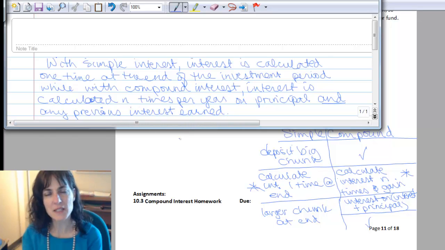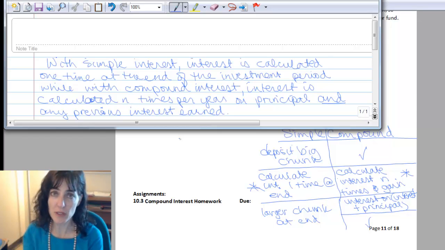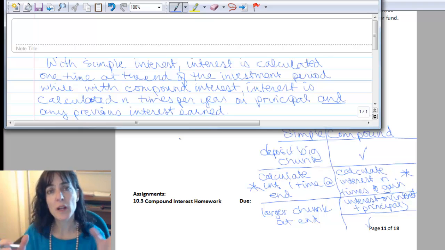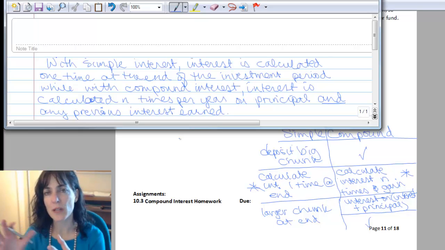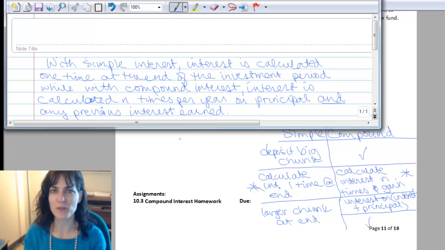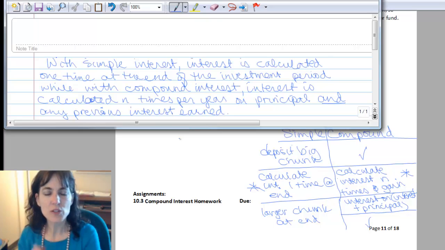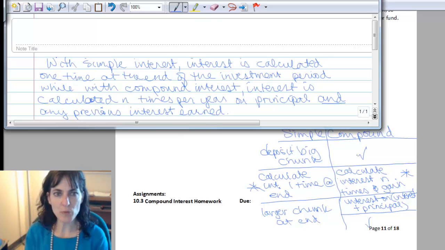Okay, so that sentence really spells out the major difference between simple interest and compound interest. And the major difference is that the two calculate interest differently. One calculates it just one time at the end, the other one calculates n times per year and puts the interest back onto the account so that every time you're calculating interest, it's on some that's already been counted and calculated. So that's the major difference.